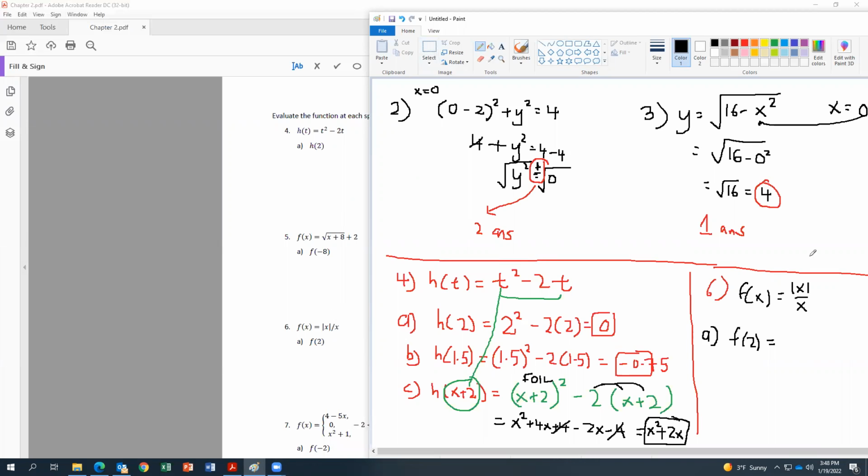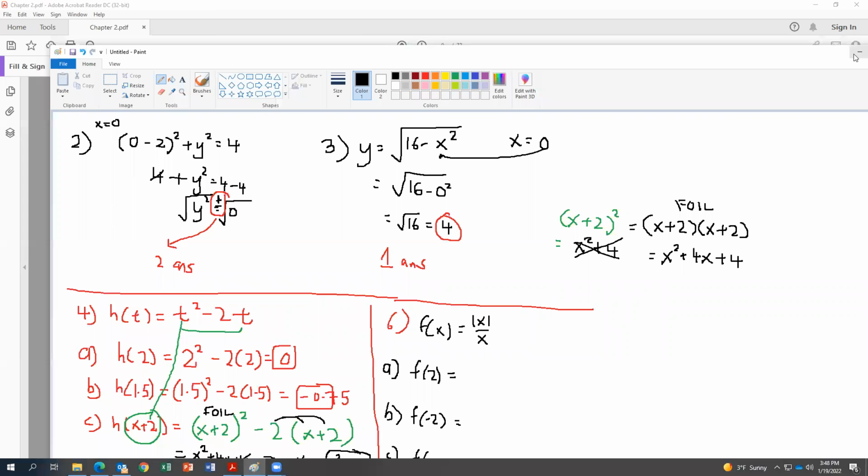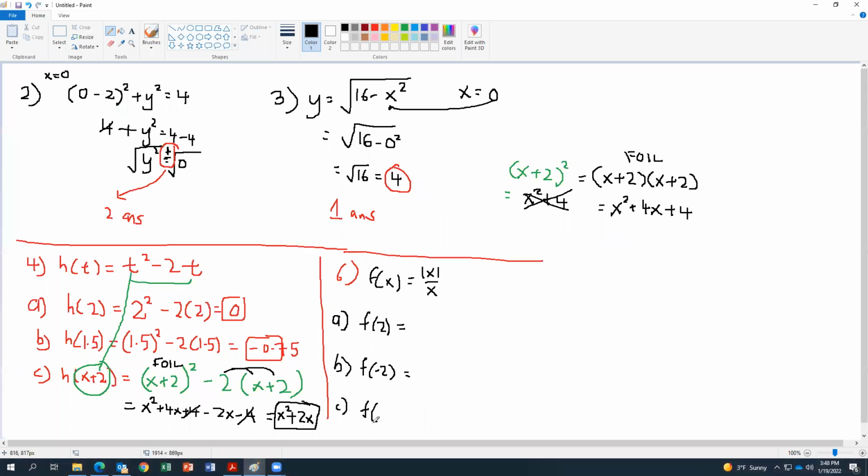So f of 2, f of negative 2, and f of x minus 1. Again, you will see this in your online homework, and a lot of students will ask me these questions. So f of 2 means you substitute 2 for your x. So this is the absolute value of 2 over 2. So this will give us 1.